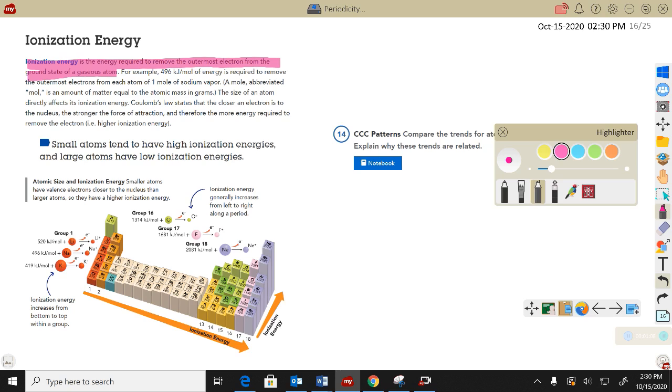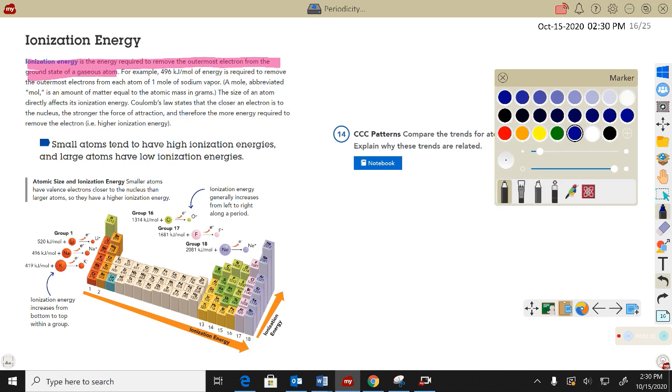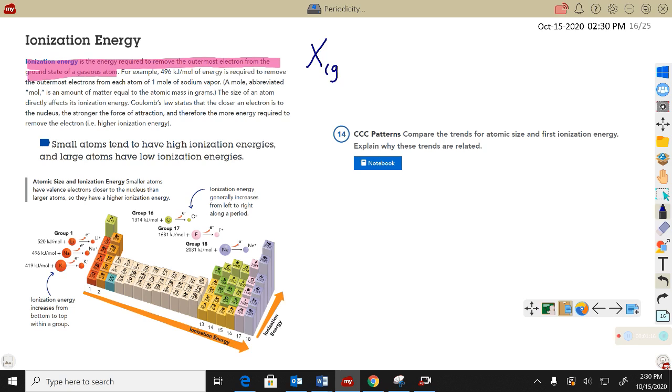So if you wanted to write it like a little equation, it might look like this. Let's say I have element X. Element X is in the gas phase. If I add energy, you're going to remove an electron. And so I would be left with X plus 1 in the gas phase still, and 1 electron would be removed from the outermost energy level. Interesting. So that's kind of what ionization energy is. This here is your ionization energy.